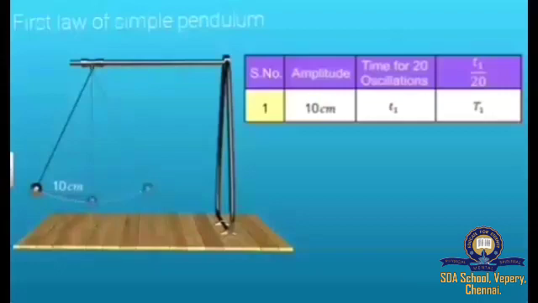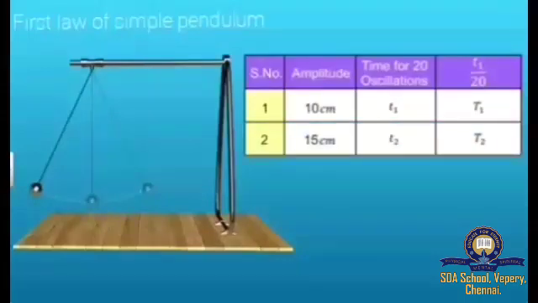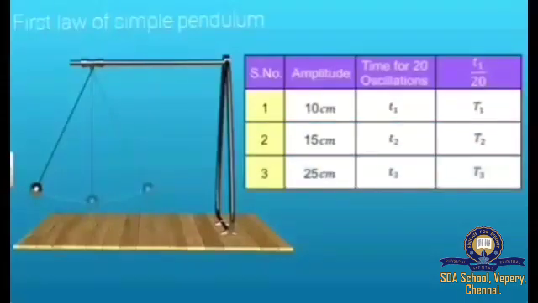Now repeat the procedure with the amplitude of 15 cm and 25 cm. Don't change the length of the pendulum. Calculate the readings.